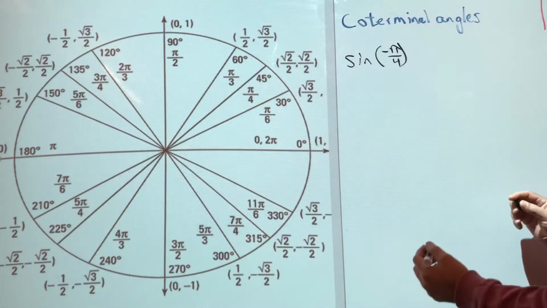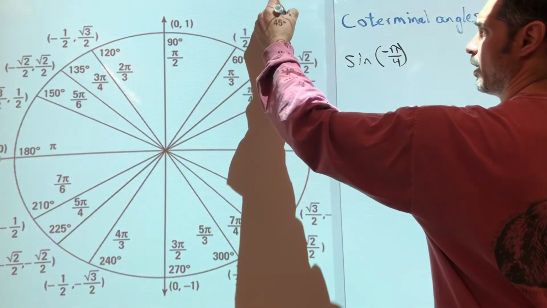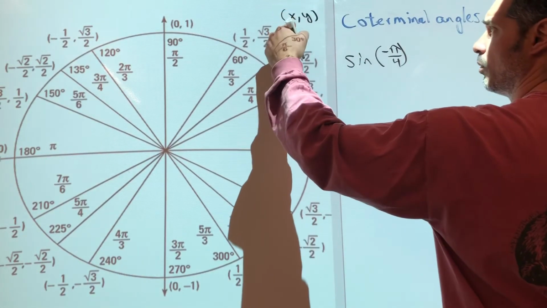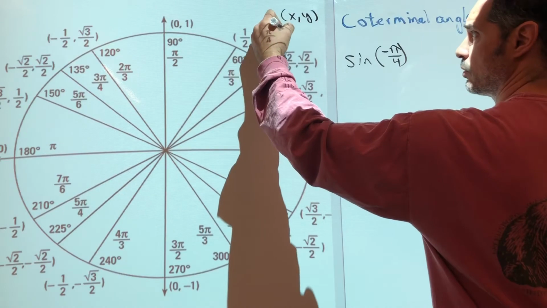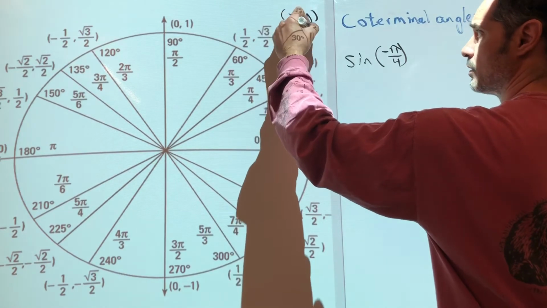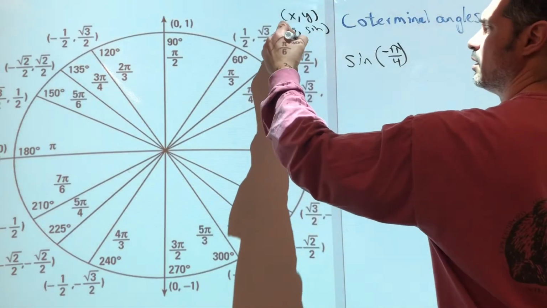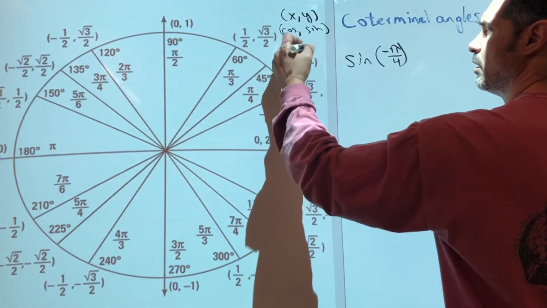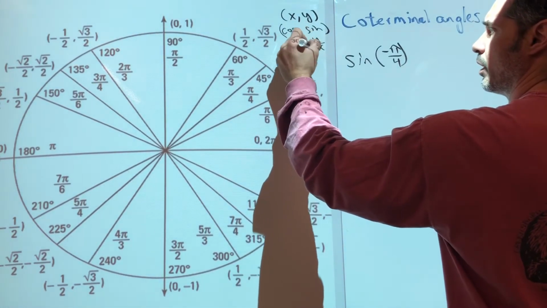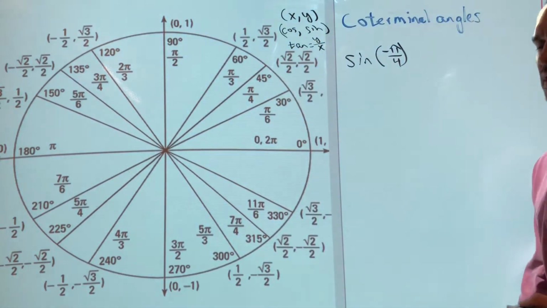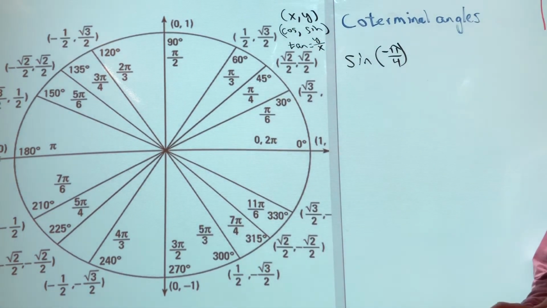Well, just to recall, we know that we have x, y, where x in the unit circle is cosine, y is sine, and then we do know what tangent is. Tangent is y over x. And then we do have also the reciprocal functions, which we'll talk about in a minute.